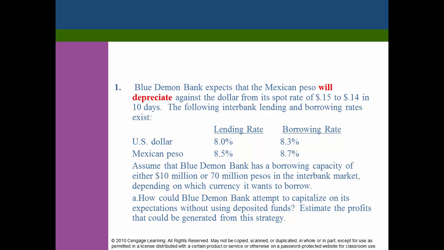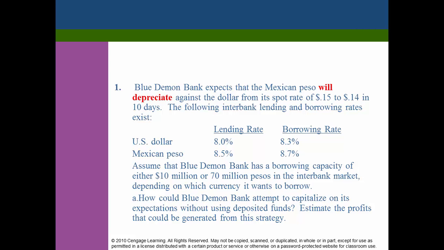Okay. So here, Blue Diamond Bank expects that the Mexican peso will depreciate against the dollar from the spot rate of 0.15 to 0.14 in 10 days. The following interbank lending and borrowing rates exist. US dollar, the lending rate is 8%, the borrowing rate is 8.3. Mexican peso, the lending rate is 8.5, the borrowing rate is 8.7. Assume that Blue Diamond Bank has a borrowing capacity of either 10 million dollars or 70 million pesos. How can Blue Diamond Bank attempt to capitalize on the expectations without using deposited funds? Estimate the profits that could be generated from this strategy.